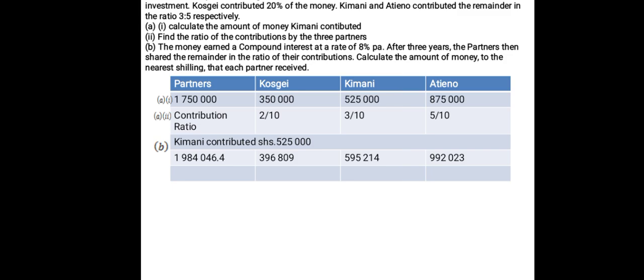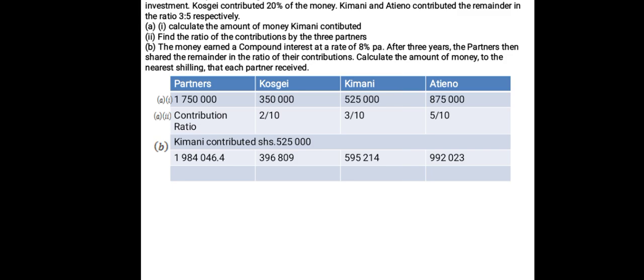Now, we subtract what Kosgei contributed from the amount of 1.75 million. Now, the amount that remains, we divide it into the 3 to 5 ratio for Kimani and Atieno. So if we do so, we find Kosgei contributed 350,000, which has been given, Kimani 525,000, which has been found, and Atieno 875,000, which we also found.